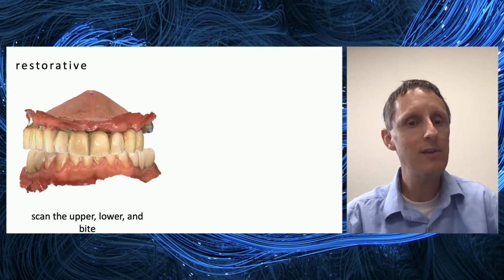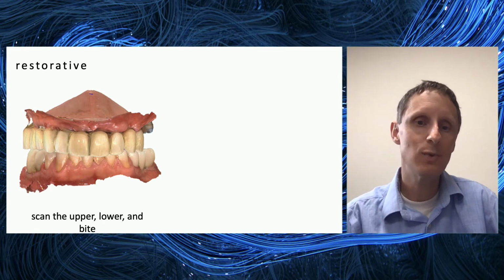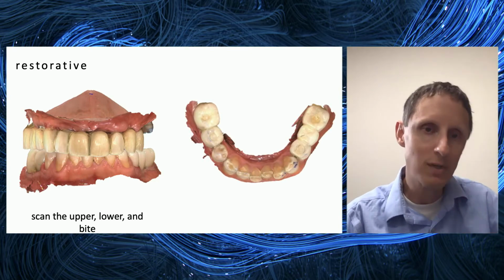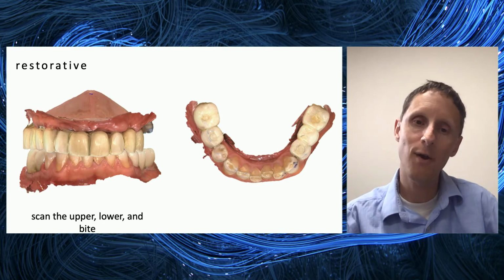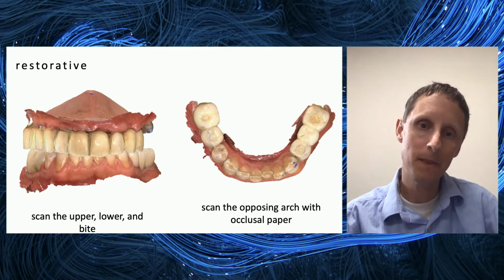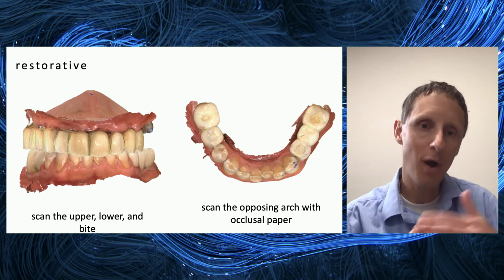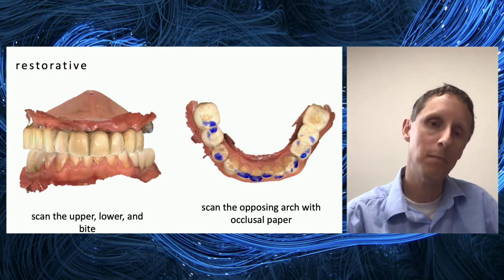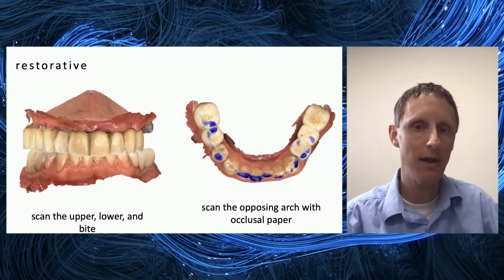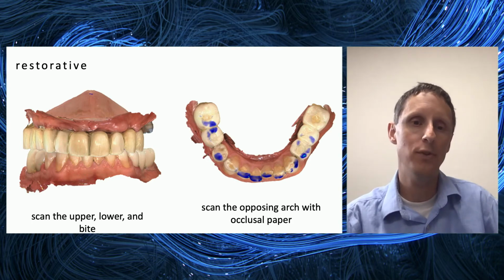And one of the key things when you're scanning these cases is when you scan the opposing arch, always use your articulating paper, have them go tap, tap, tap, tap, tap. That way you can verify that those marks are the same as they are when your models come together digitally. That way you've got a verified bite before the patient actually leaves the chair. And that's something we've never been able to do before.